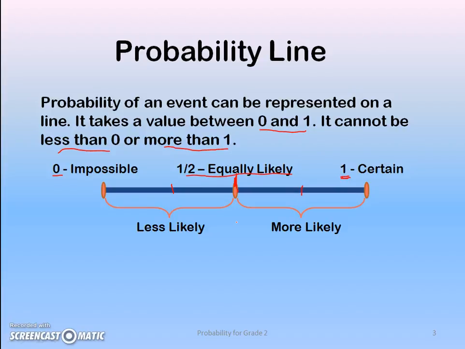half. And in between 0 and half, you have something which is less likely. That means these are slightly less likely to happen because they have a probability less than half. Whereas events which have a probability greater than half are more likely to happen. So these are more likely events. And we're just going to have to look at examples for these to understand them a little better.